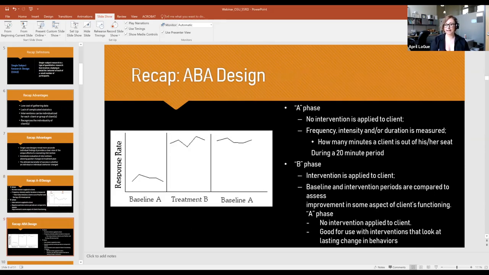Then we have the ABA design, where you have your established baseline, your treatment, and then you go back to your baseline. This design's really good with interventions that look at lasting change in behaviors. So for example, if you have a student who has high math anxiety, and you see that baseline, then you do the intervention. You take the intervention away because the intervention was meant to decrease lasting behaviors of anxiety, and so then you have that baseline and you want to see if it went back up, or stayed the same, or got better. Today we'll be looking at the ABA design.